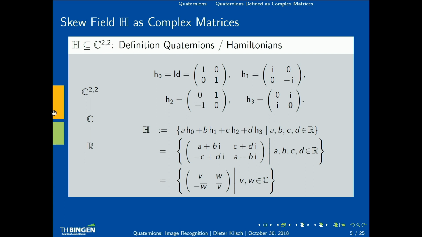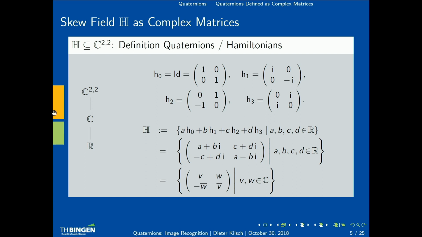These four matrices are closely connected to the Pauli spin matrices, which are used in quantum mechanics. The set of all Hamiltonians is just a linear combination of these four, and you can write them as a matrix with v, the complex conjugate of v, and w and minus w complex conjugated. So this is the set which we want to be all the Hamiltonians.